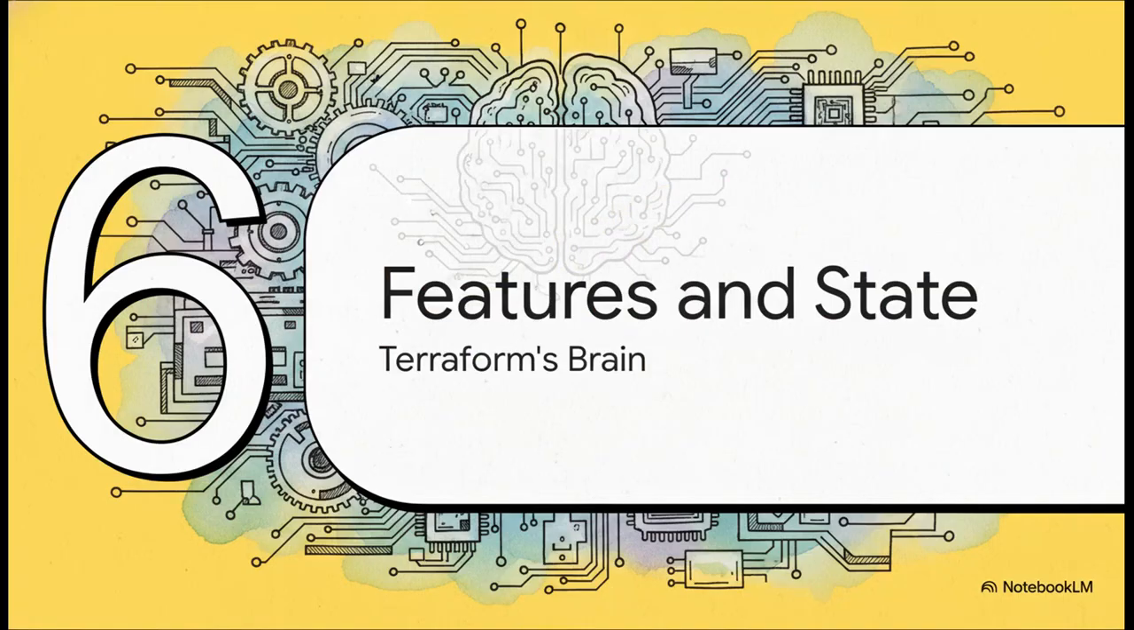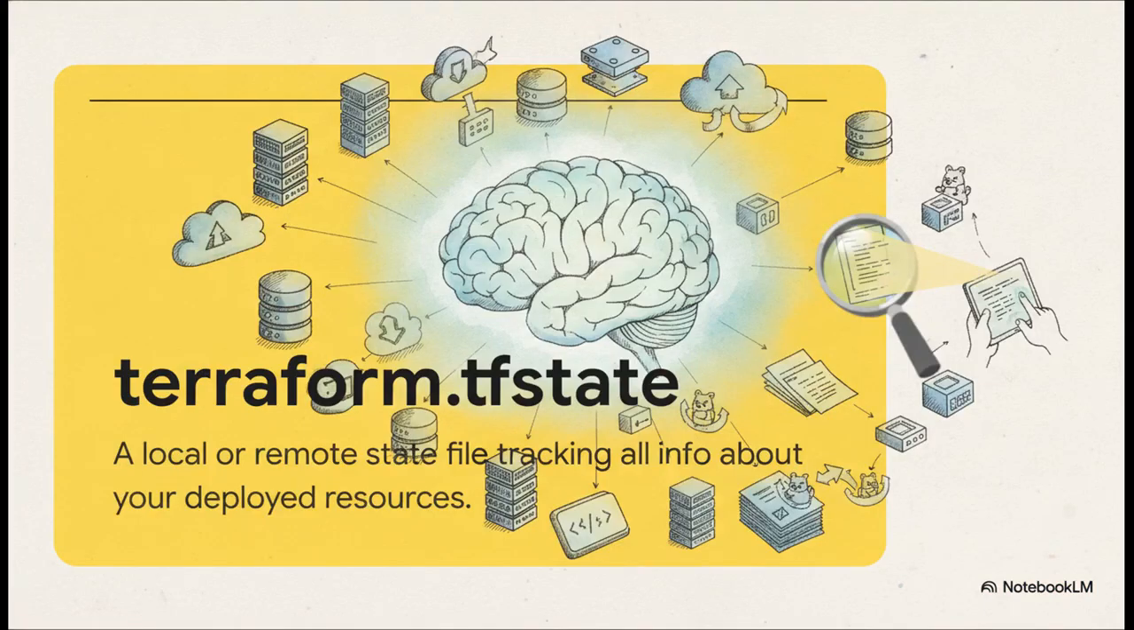Section 6. Advanced features and state. Meet Terraform's brain. So you might be wondering, how exactly did Terraform know what to modify when we changed that server tag earlier? Well, it knows because of a file called terraform.tfstate. This state file is literally Terraform's brain. It locally or remotely tracks every single piece of information about the resources you currently have deployed. It's constantly comparing your code to this state file to figure out precisely what needs to be created, what needs an update, or what needs to be deleted.